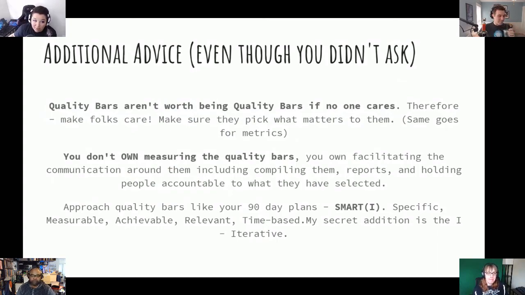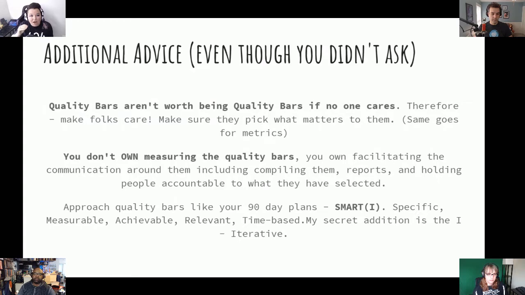I'm going to drive this home again, because if you take something home from today, take home this phrase: quality bars aren't worth being quality bars if no one cares. Therefore, if you care about something, make someone else care about it. Make sure they pick what matters to them. Same thing goes for metrics. I already said this, but I want you to take this away. We don't have quality bars just to have quality bars. We have them because they're meaningful to the process of releasing something great. And because at the end of the day, you want to feel good about this. This is the easiest way for people to feel validated that they did exactly what they were driving to do.